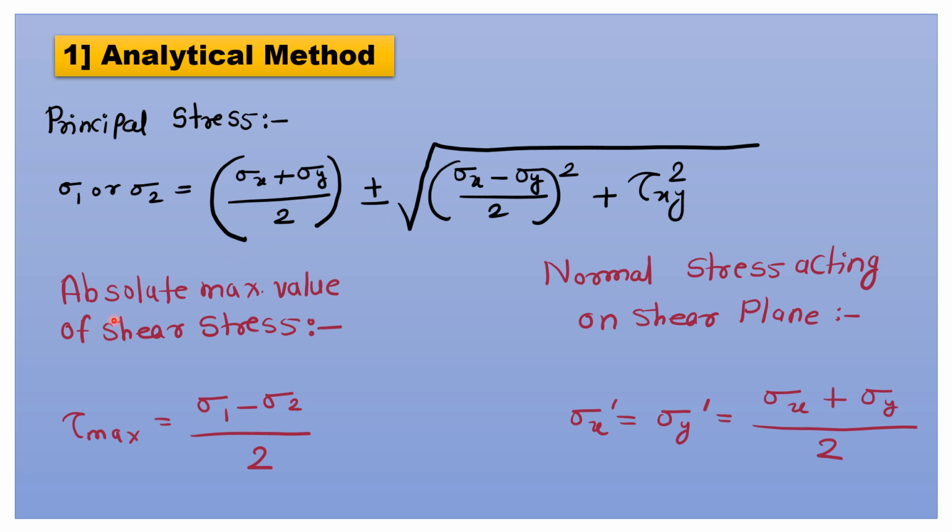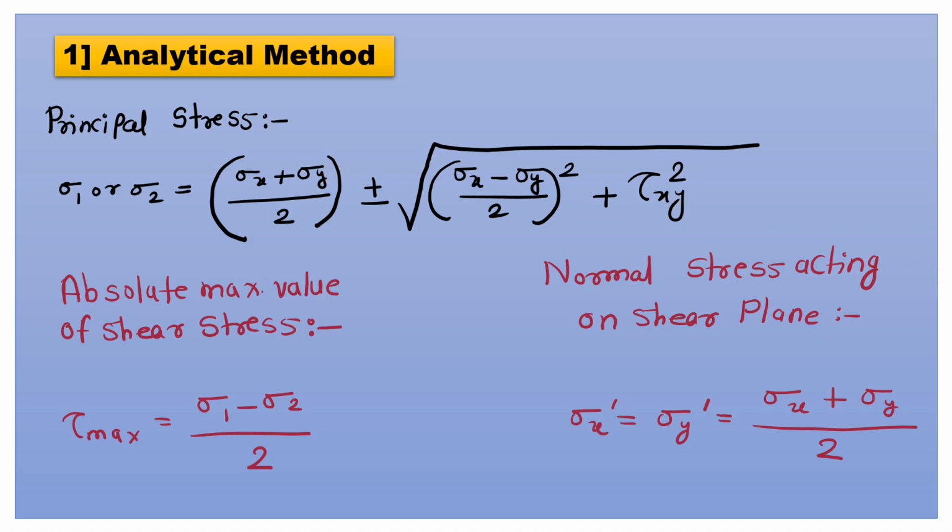Then the next formula is the absolute maximum value of shear stress. The formula is tau max equals sigma 1 minus sigma 2 divided by 2. Then the normal stress acting on the shear plane is sigma x dash or sigma y dash, which equals sigma x plus sigma y by 2. So these are the formulas to calculate the stress transformation in the analytical method.